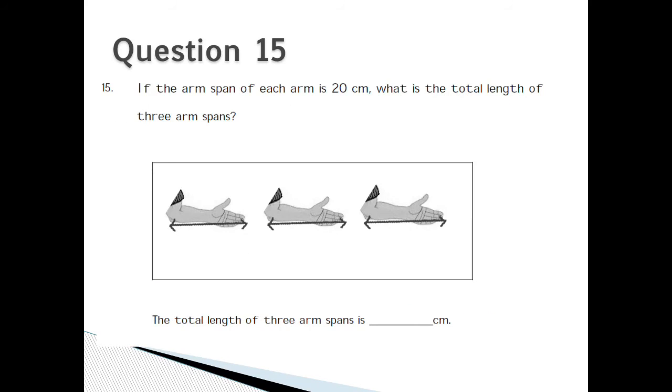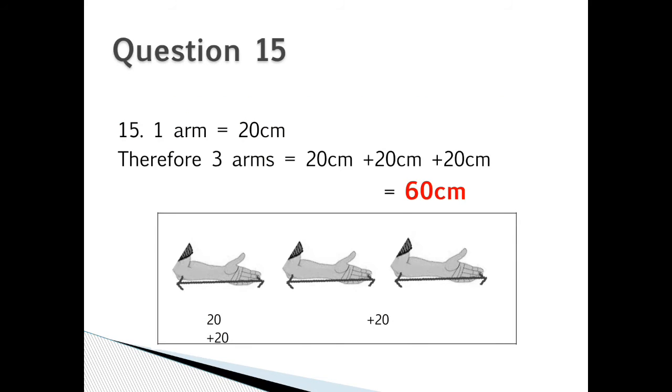15. If an arm span of each arm is 20 centimeters, what is the total length of 3 arm spans? The total length of 3 arm spans is 15. 1 arm equals 20 centimeters. Therefore, 3 arms would be 20 centimeters plus 20 centimeters plus 20 centimeters, which would also be 20 times 3, which will give you 60.